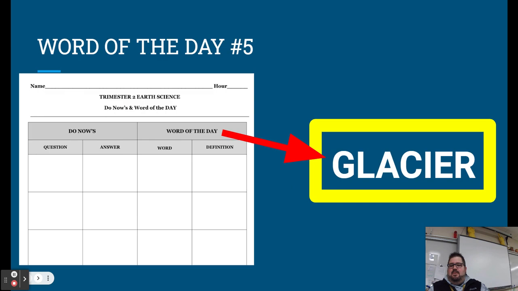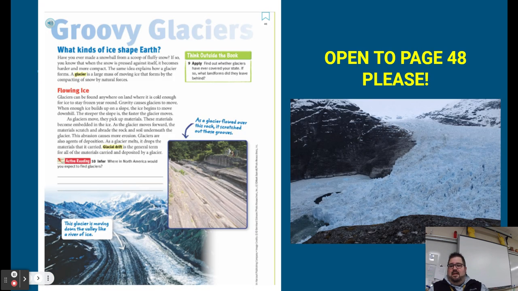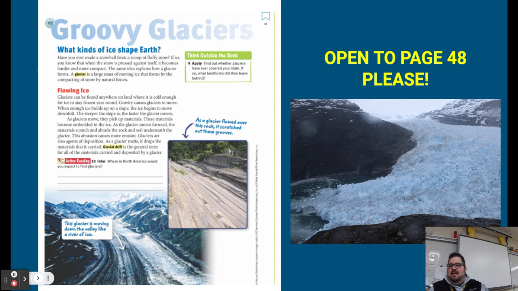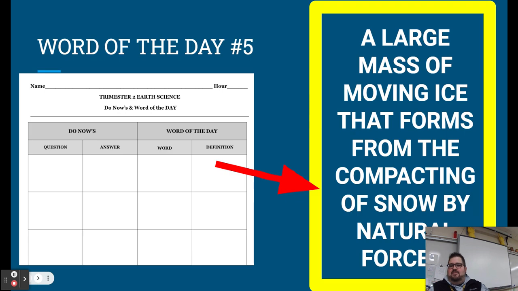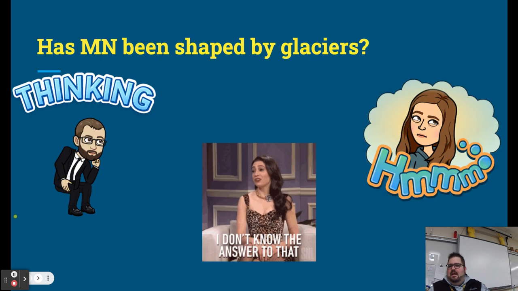Then what we will do is get into glaciers. Glaciers have shaped Minnesota tremendously. So we will define what a glacier is and talk about that a little bit. Glaciers are large masses of moving ice that form from compacting snow. And then we'll talk a little bit about Minnesota.